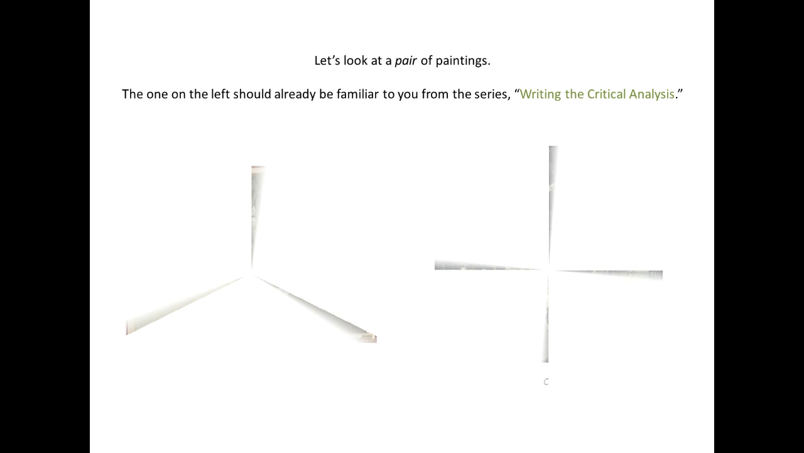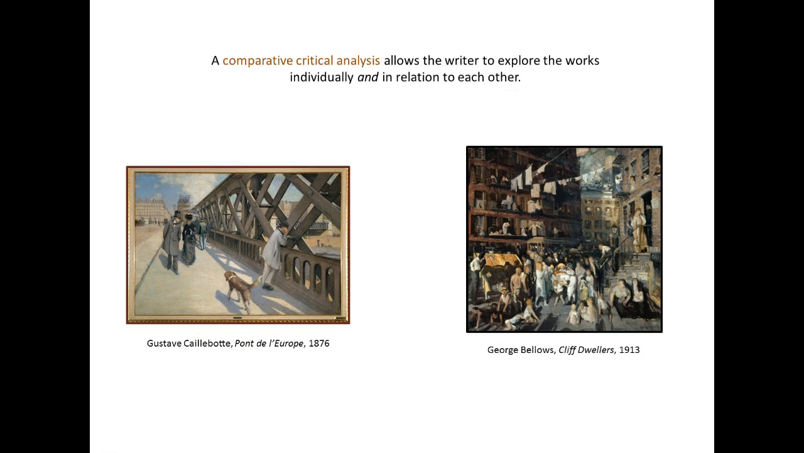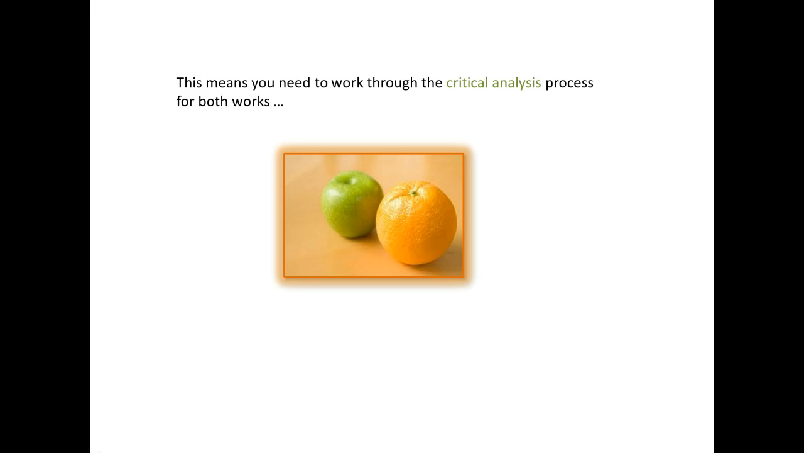Let's look at a pair of paintings. The one on the left should already be familiar to you from the series Writing the Critical Analysis. A comparative critical analysis allows the writer to explore the works individually and in relation to each other. This means you need to work through the critical analysis process for both works and find interpretations that demonstrate some kind of connection.